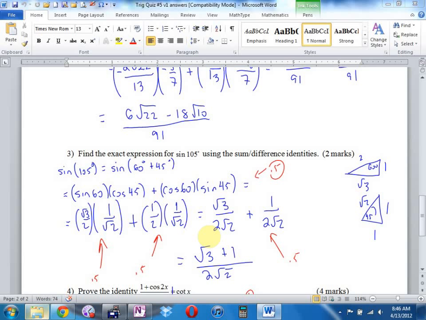Did anybody rationalize the denominator? Smart aleck. Root 6 plus root 2 all over 4. Man. You should be at least a little impressed that I did that all in my head. Anyone else?